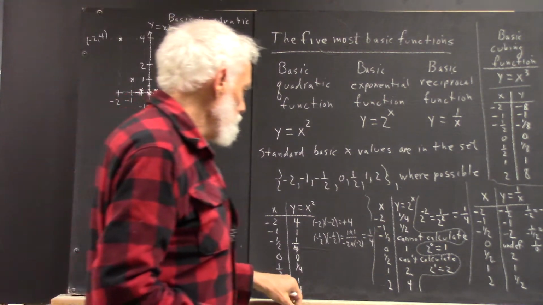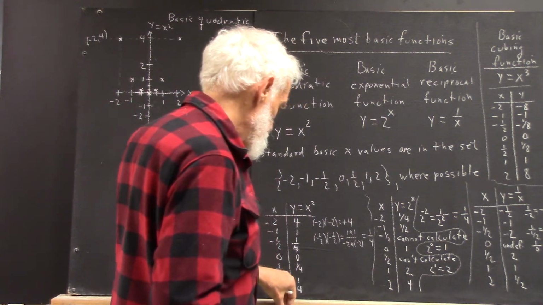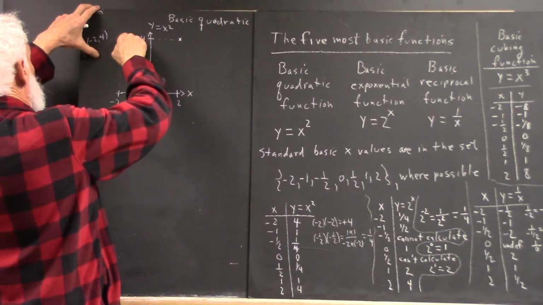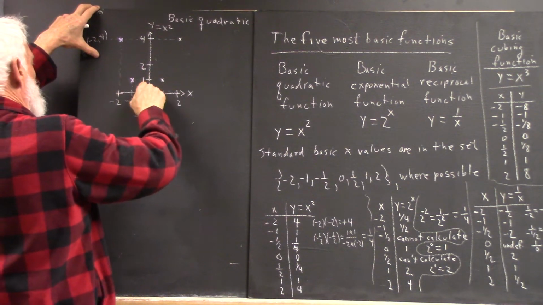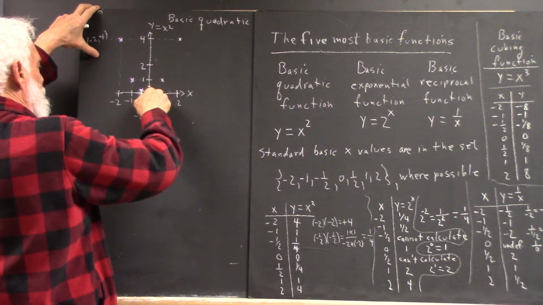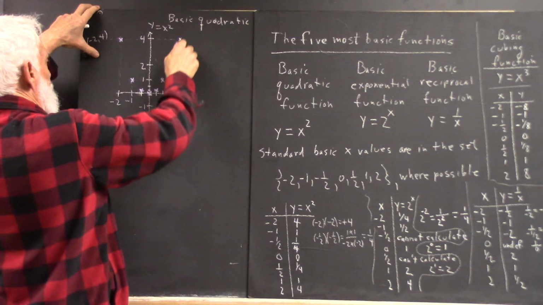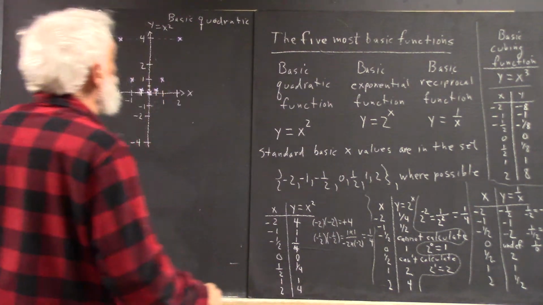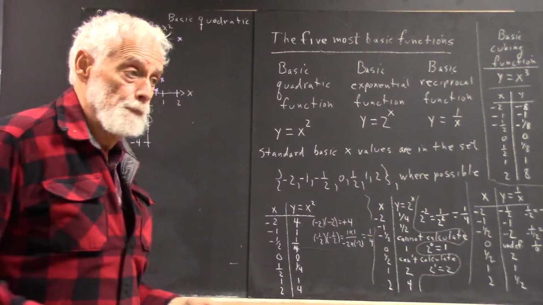So there's our graph of the basic quadratic squaring function. Let's make these points a little more visible. Okay, and that's it. That is the graph of our basic function at the standard values.